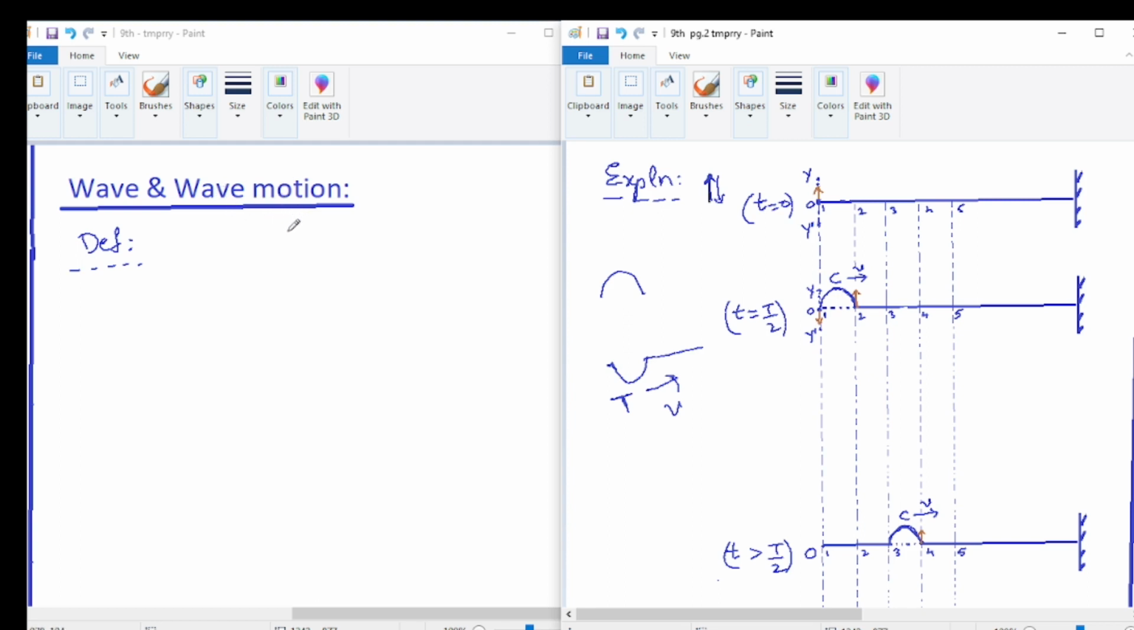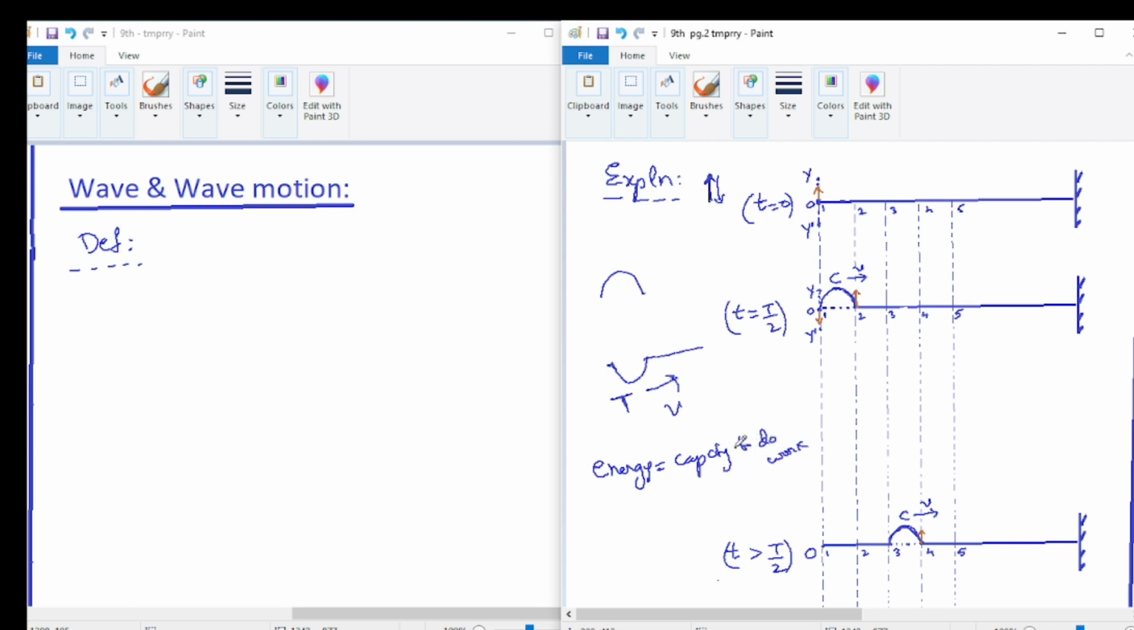This definition of wave and wave motion is very simple, but in a slightly different way also many textbooks give the definition of wave and wave motion. That's actually based on the concept of energy. Now what is energy? Just for the sake of convenience, I'll remove everything again. So what is energy? Energy is the capacity to do work.